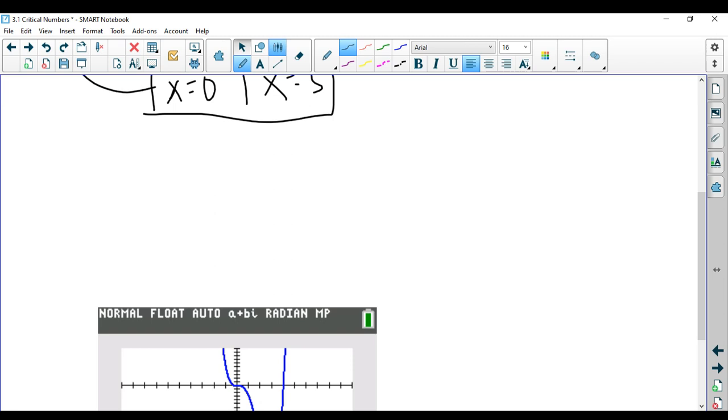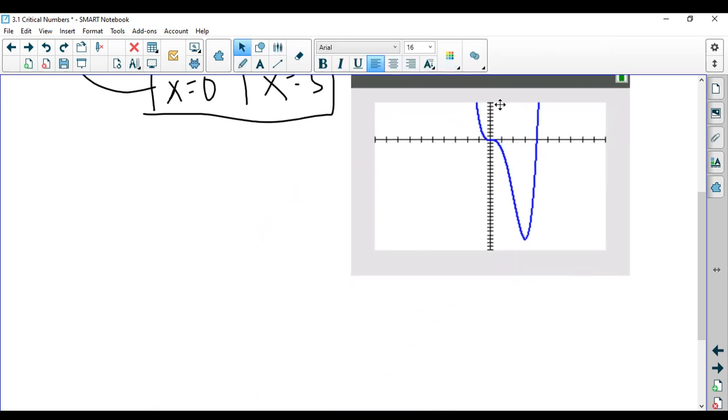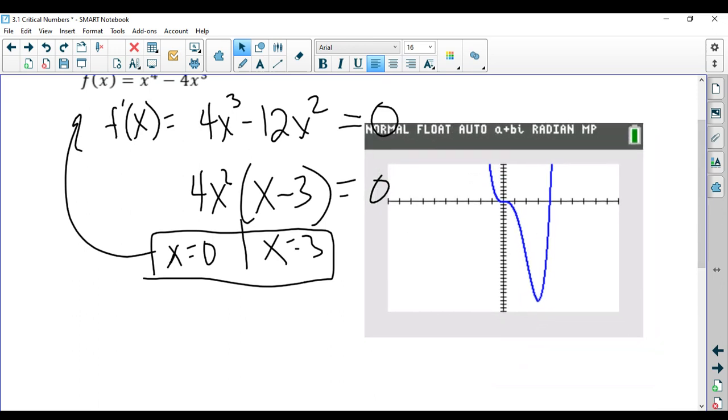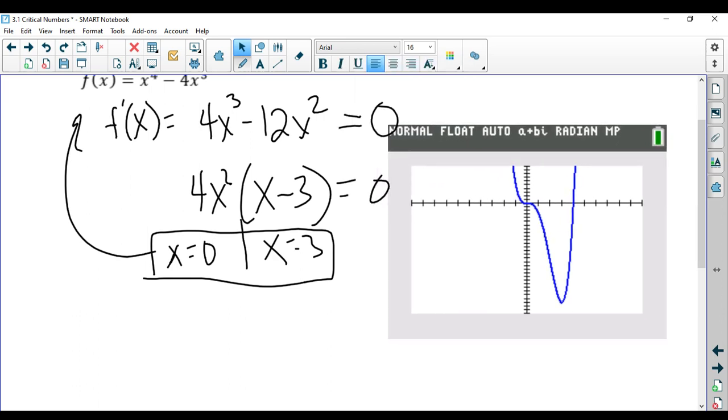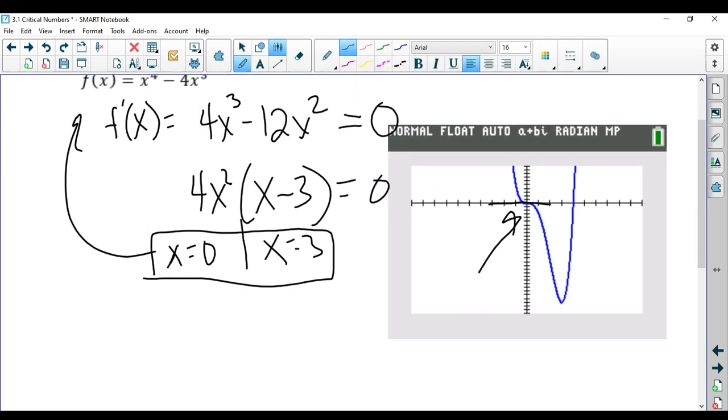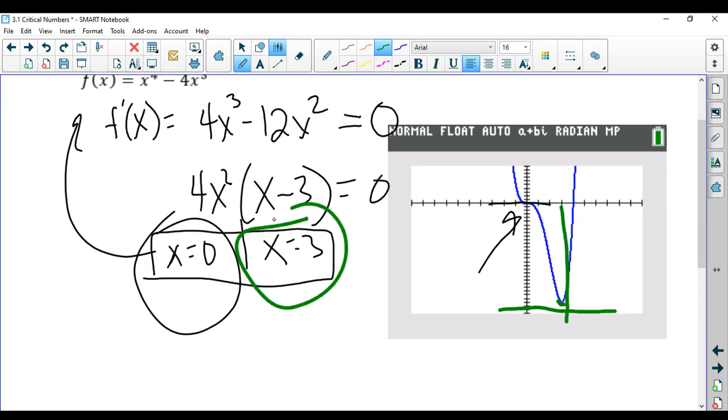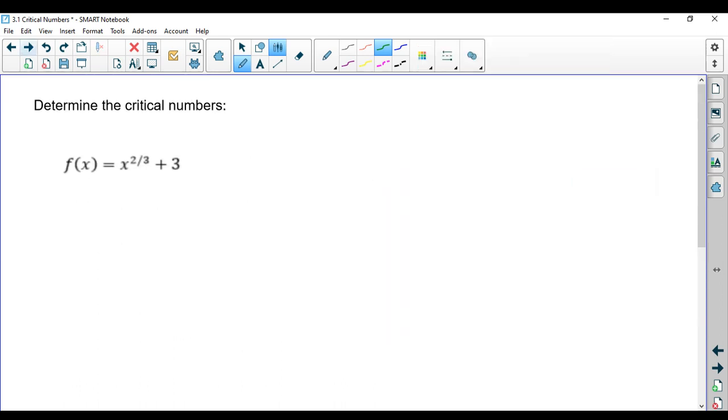It's always nice to check on a calculator, and here's how you would check. Since the critical numbers happen where the derivative is 0 or undefined, a derivative is 0 when it has a horizontal tangent line. So if you look at this graph, the tangent line would be horizontal right here, right here, x equals 0, and also right here, which is x equals 3. So that's the first example. Pretty easy.